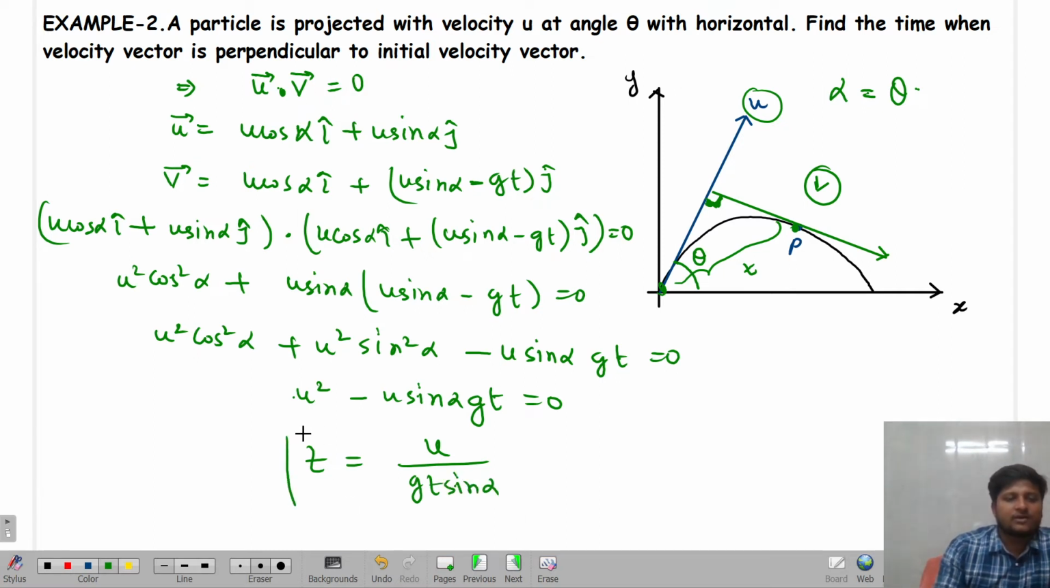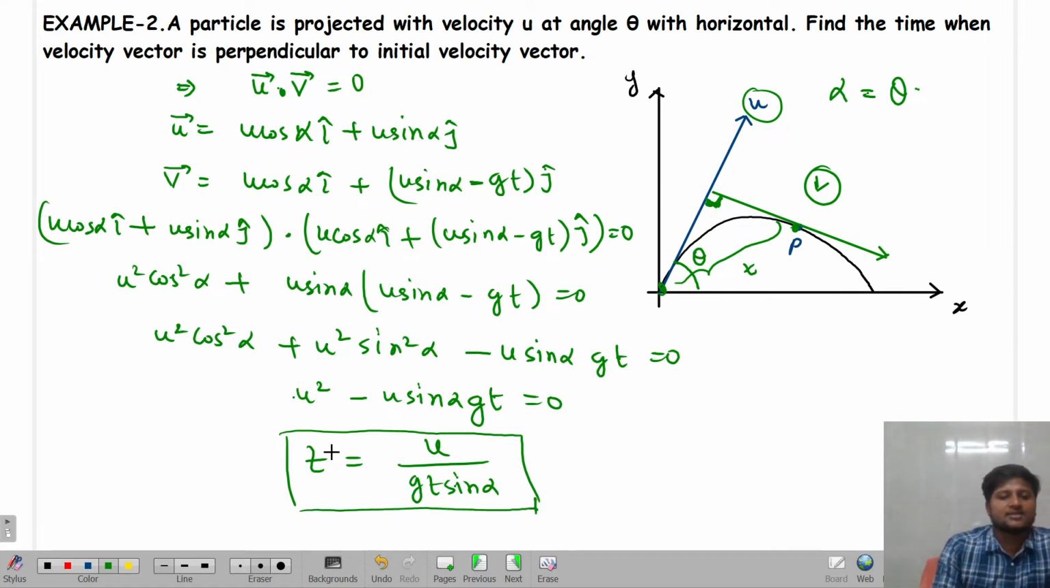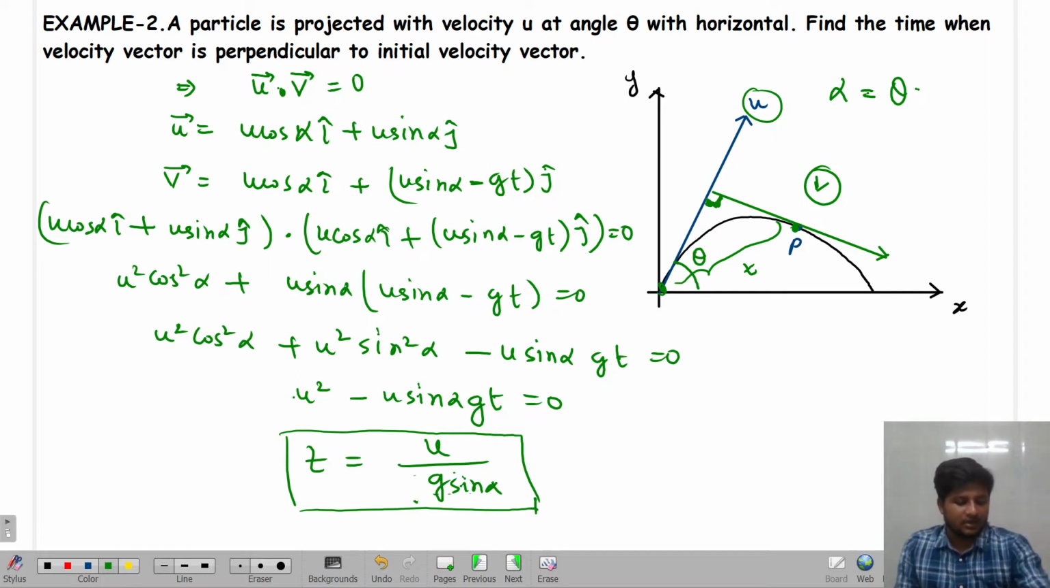So what is your time? u by g sin alpha is the time after which the particle's velocity is going to become perpendicular with respect to the final velocity, or some velocity at some point. Got it or not? Yes or no? Are you able to get me or not? Got it? Yes or no?